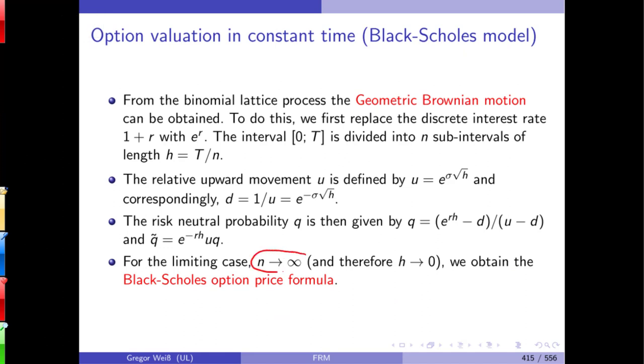For n to infinity. If you do not use 5 steps, if you do not use 20 steps, but if you were to use an infinite number of steps in time, then the binomial model converges to the Black-Scholes model. And this is interesting.